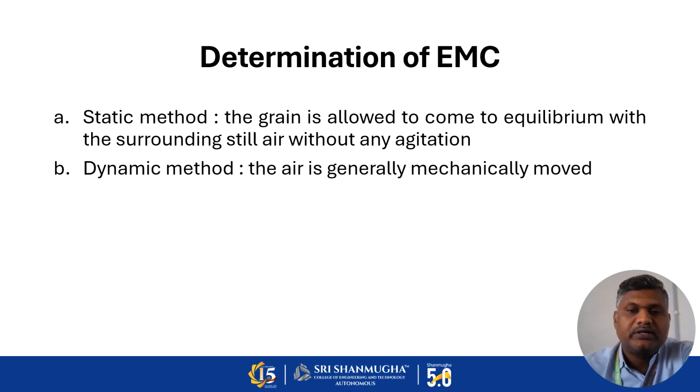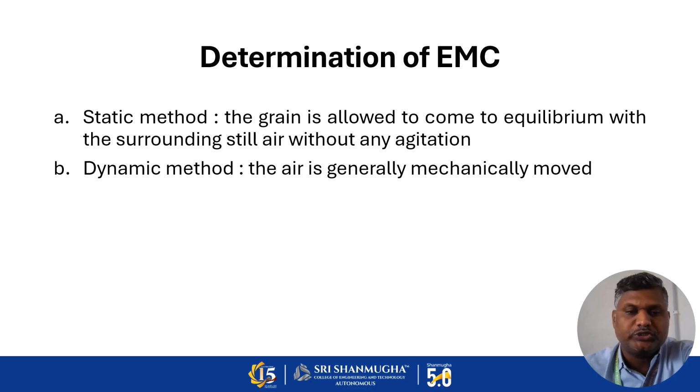We can find the EMC in two ways: one is the static method and the other is the dynamic method. In the static method, the grain is allowed to come to equilibrium with the surrounding still air without any agitation. In the dynamic method, the air is mechanically moved. Static means at rest, dynamic means in motion.